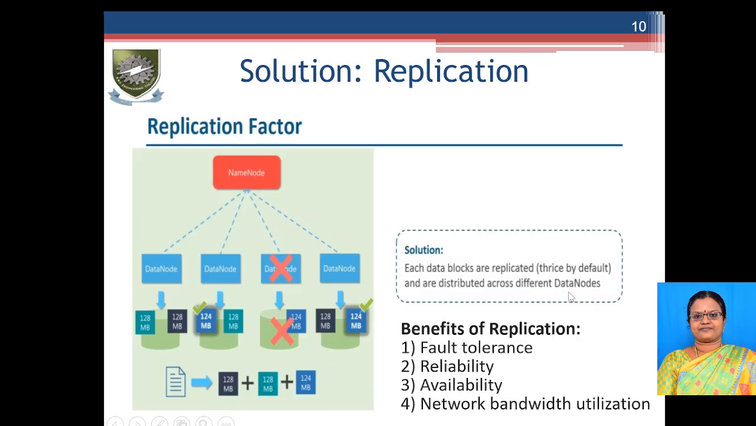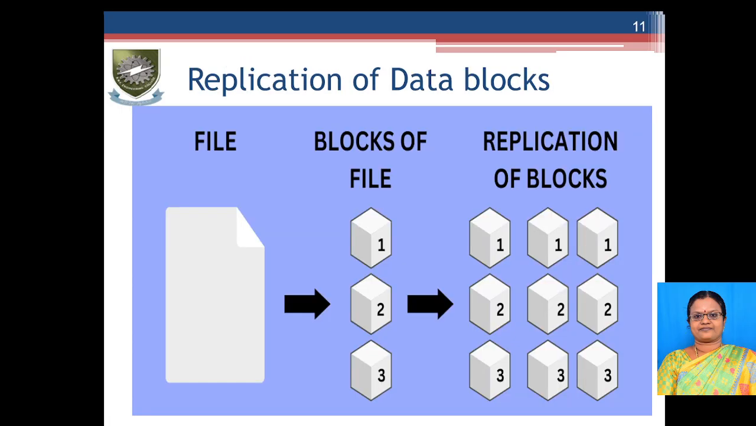So what are the benefits of replication? You have fault tolerance, reliability, and the information is available all the time, and the network bandwidth is also utilized fully. Thereby you will have higher throughput. So this is how the replication occurs. You have the file, you have three different blocks, and the replication of blocks occurs.